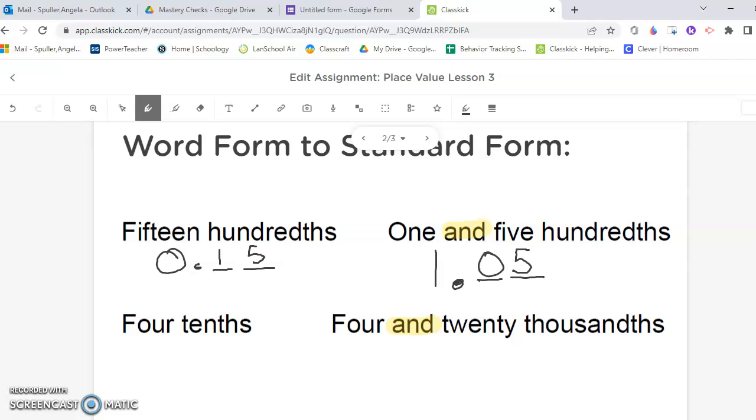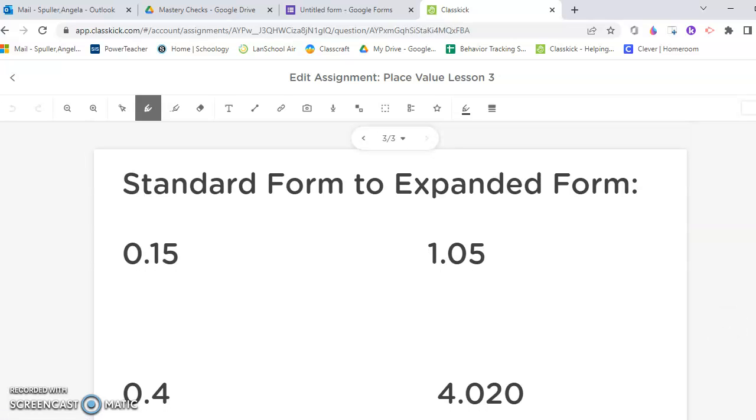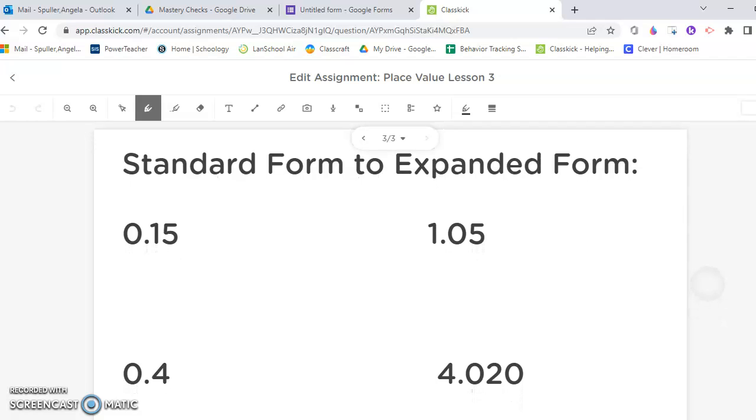All right, so for 4 tenths, because there's no and, we know there's nothing in front of that decimal. But here's the tenths place. I'm going to put 4 there. All right. 4 and is our decimal. 20 thousandths. Tenths, hundredths, thousandths. So 20 thousandths. Okay. See how the 20 ends in the thousandths place. Can't leave tenths empty. So we fill it with a 0. Great job.